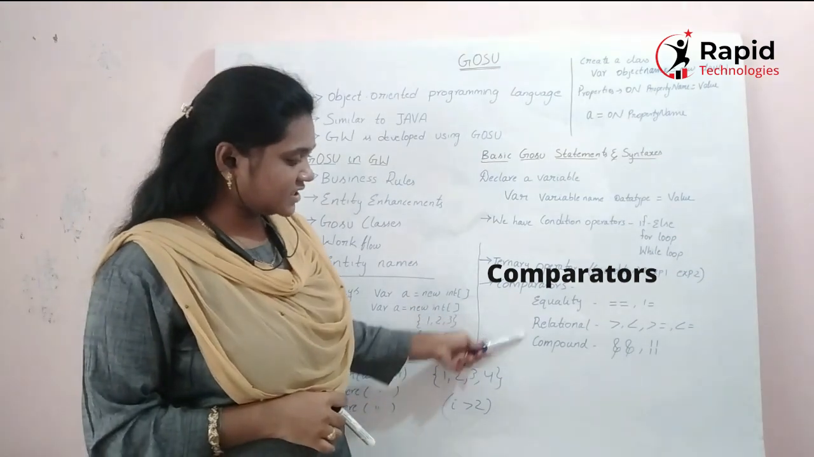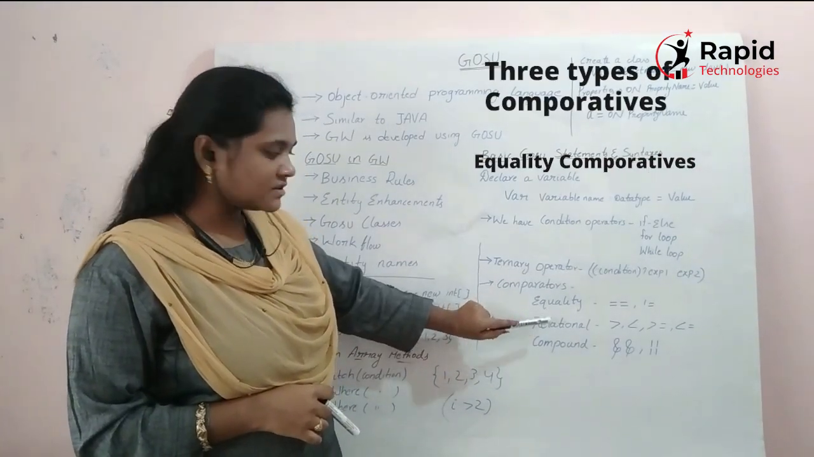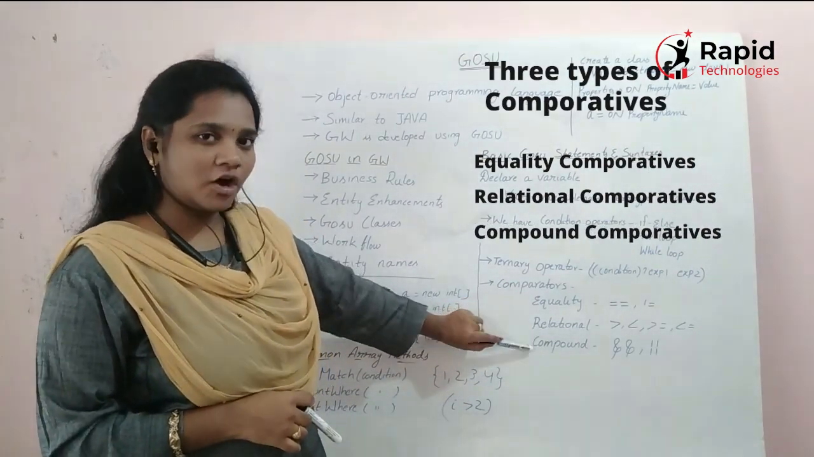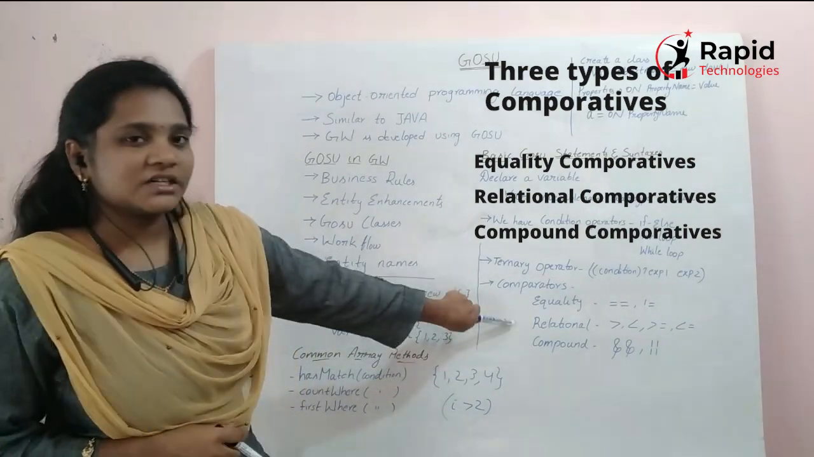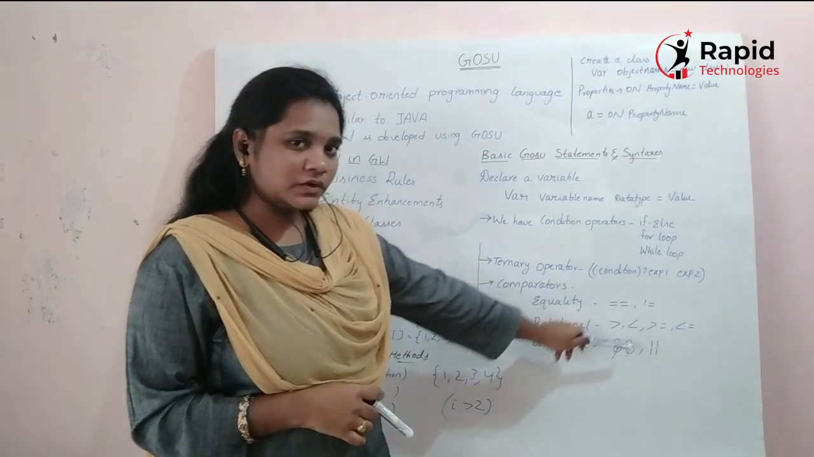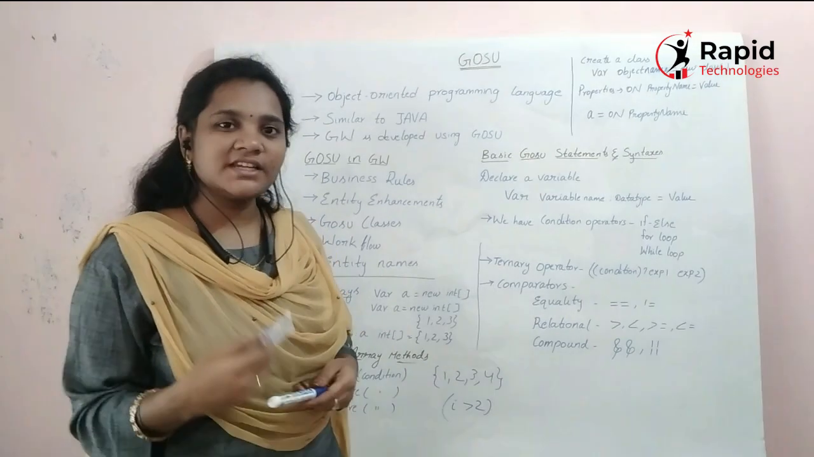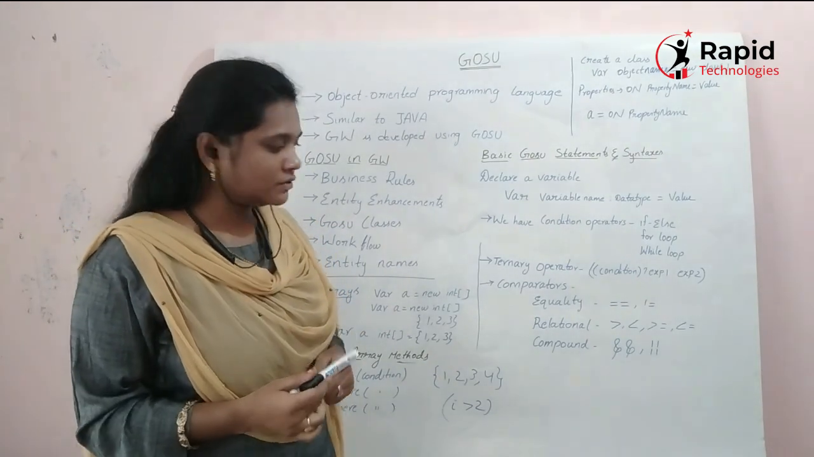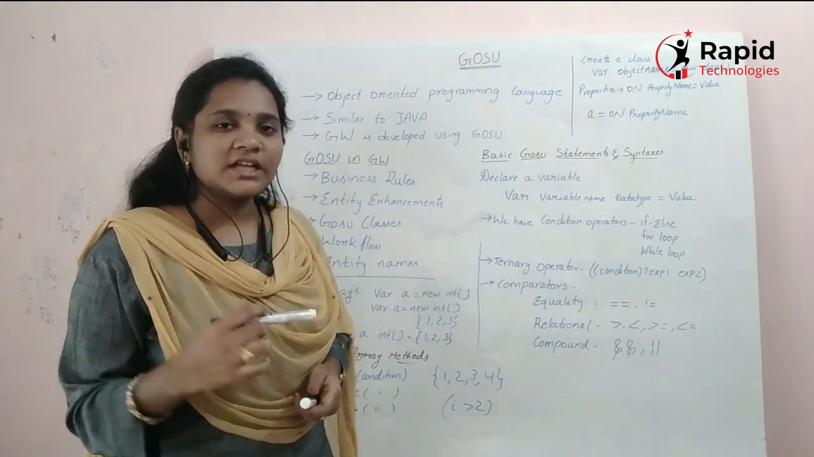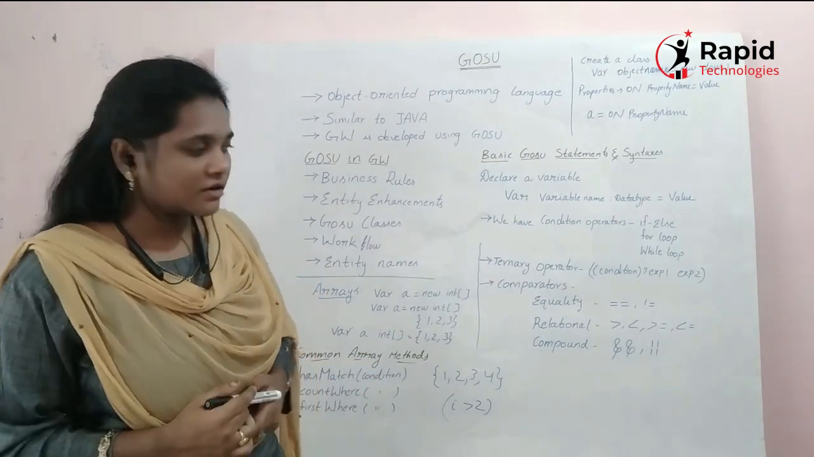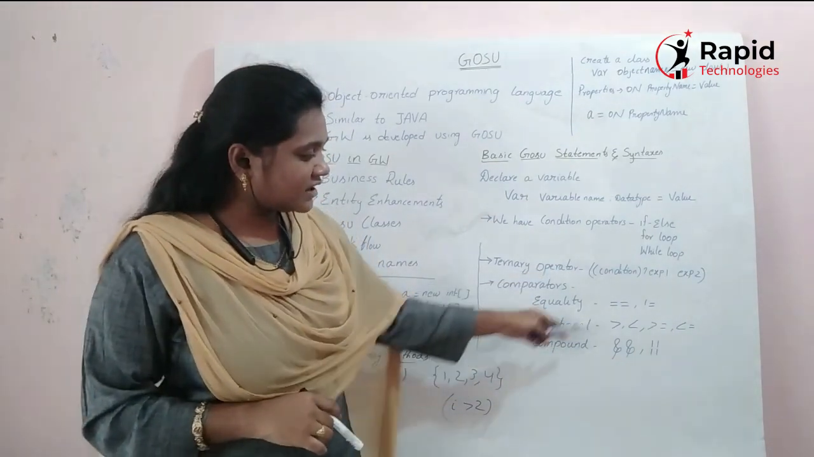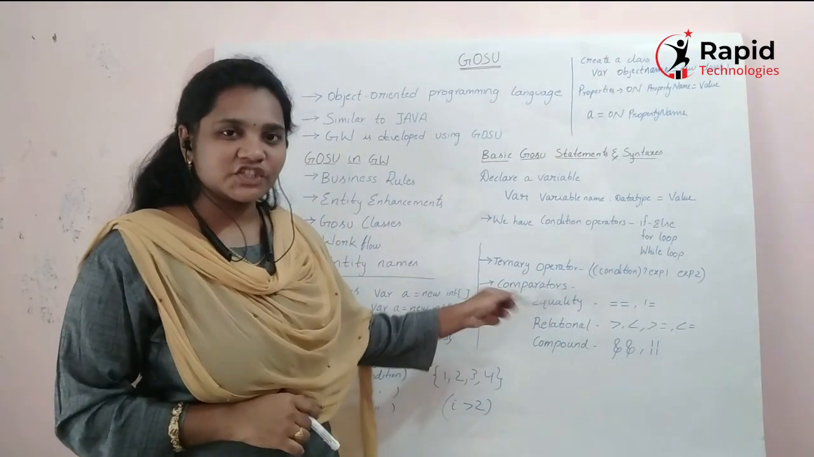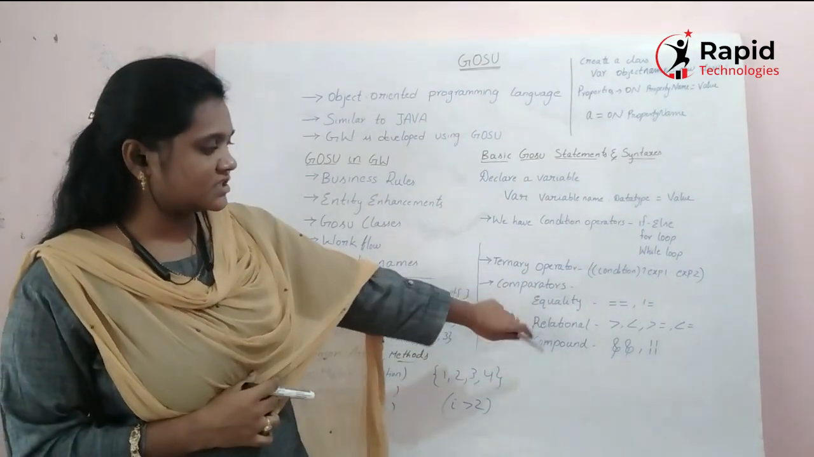Now coming to comparators. Here we have 3 types of comparators: equality comparators, relational comparators and compound comparators. Equality comparators are double equal to and not equal to. Relational comparators are greater than, less than, greater than or equal to, less than or equal to. Compound comparators are logical and, logical or. We use these comparators in the condition while we are giving a condition.